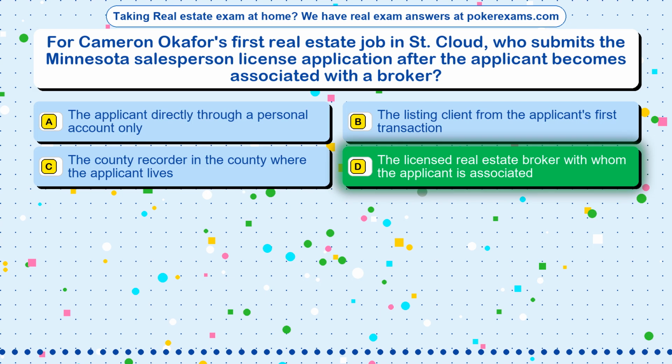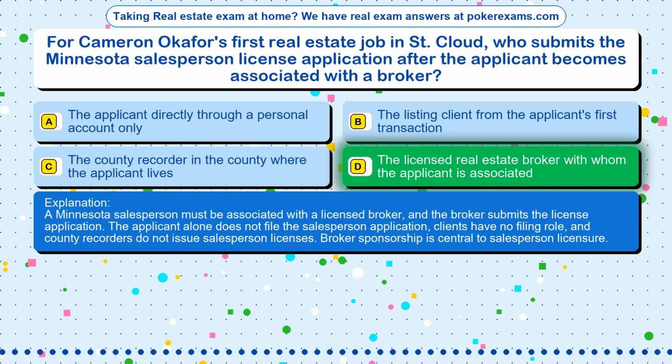The correct answer is option D, the licensed real estate broker with whom the applicant is associated. A Minnesota salesperson must be associated with a licensed broker, and the broker submits the license application. The applicant alone does not file the salesperson application, clients have no filing role, and county recorders do not issue salesperson licenses. Broker sponsorship is central to salesperson licensure.